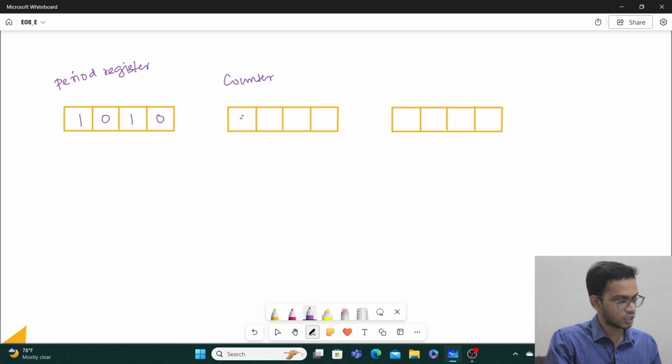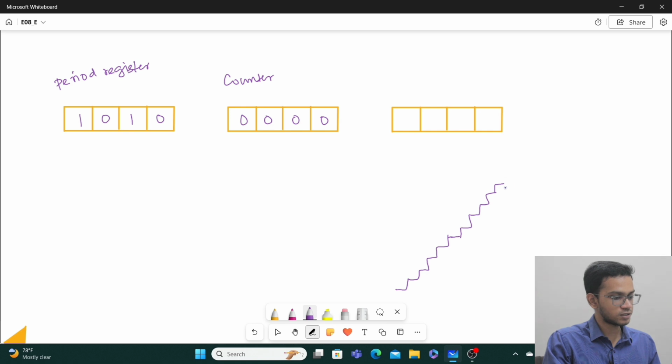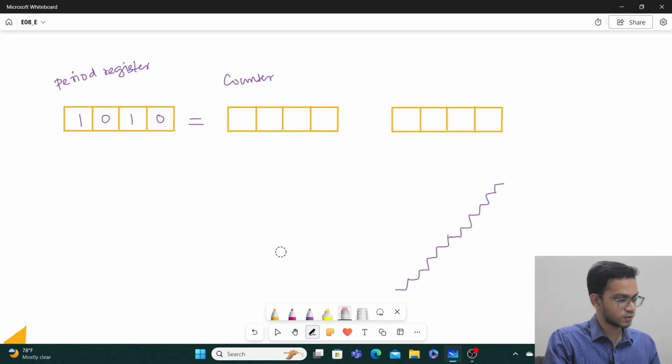So this counter value starts from all 0. It will start counting 1, 2, 3, 4 and so on, 5, 6, 7, 8, 9, and when it reaches 10, my counter register contents match the period register. So basically it keeps counting, and once it reaches maybe 1001, this is number 9. So it has reached up to number 9. And the moment the next clock pulse comes in and it reaches 10, this will reset again to 0.